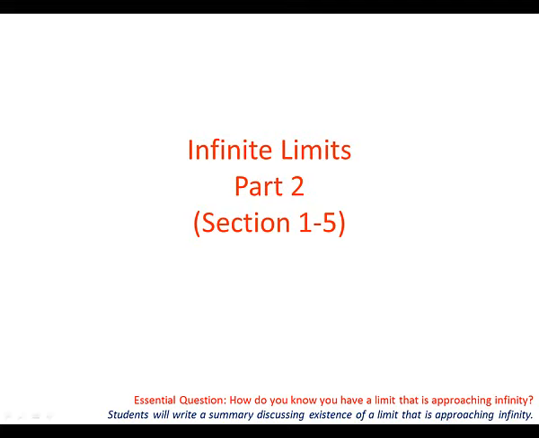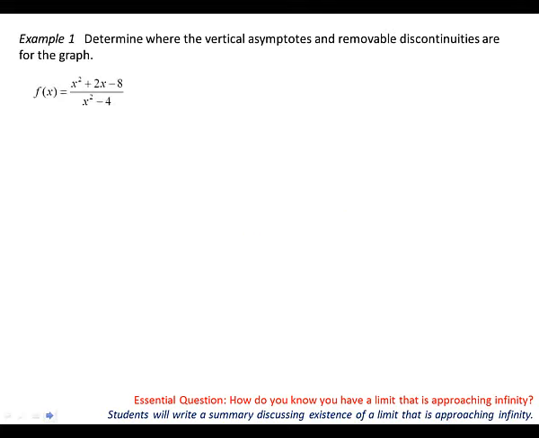All right, we ready? So this one is, how do you know that you have a limit that is approaching infinity? We're probably going to look more analytically in this section than with the last one, which we did graphically and numerically. And we looked at some asymptotes, so we're going to keep going with our asymptotes. It says determine where the vertical asymptotes or removable discontinuities are for the graph. We've actually done this already, it just didn't have those instructions. So we probably want to factor. So let's factor that first.